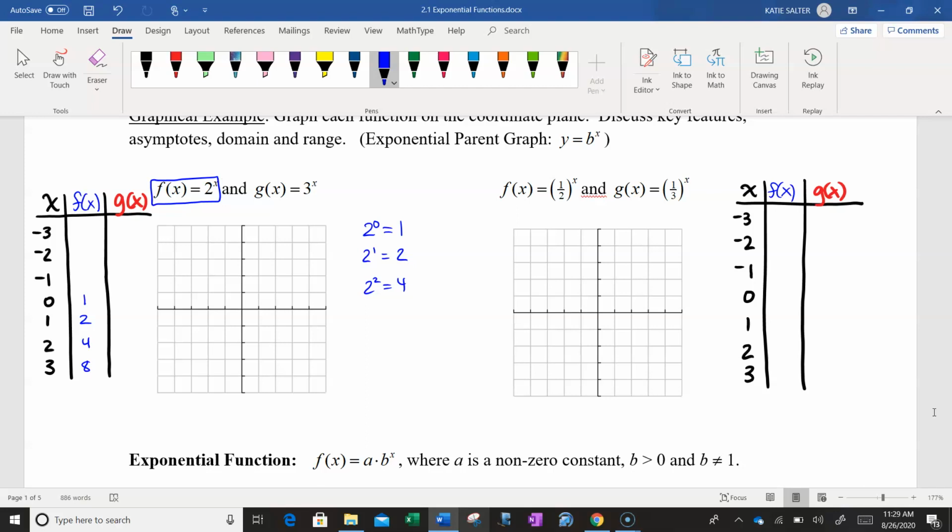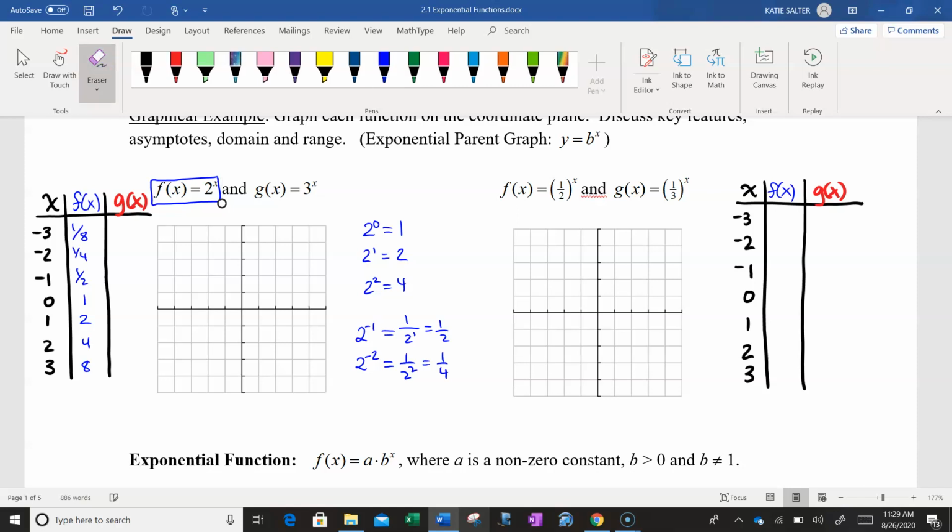When we go to our negative input values, so that would be 2 to the negative 1, 2 to the negative 2, and so on. Remember, that means reciprocal of. So that really means 1 over 2 to the first, which would be 1/2. That means 1 over 2 squared, which would be 1/4. So this is going to be 1/2, 1/4, and then 1/8.